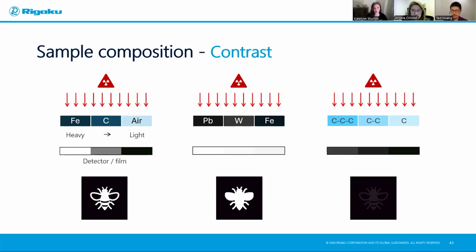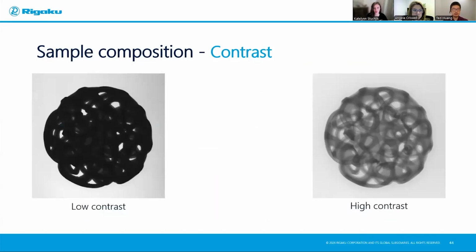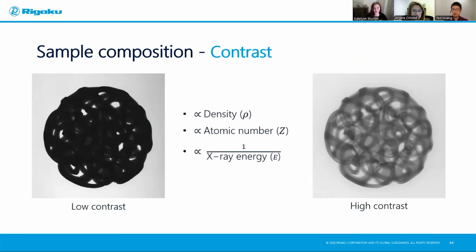So for that kind of X-ray setting, you also cannot have a very good contrast. To show you what an actual sample looks like: on the left is the same sample using a not so optimal setting, and I have very low contrast. On the right is a high contrast image. So in this case, what caused these? We know it's density, atomic number, and X-ray energy.